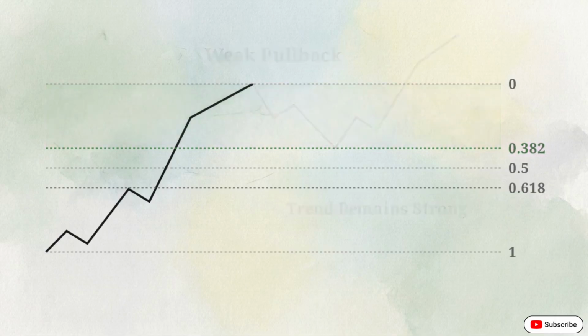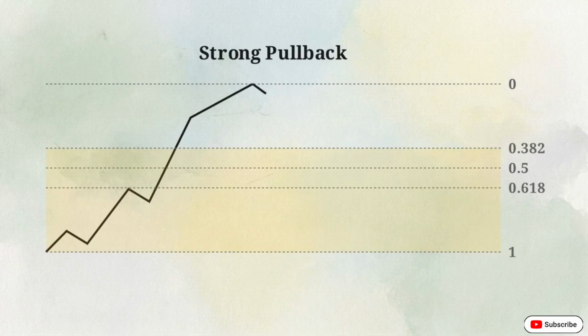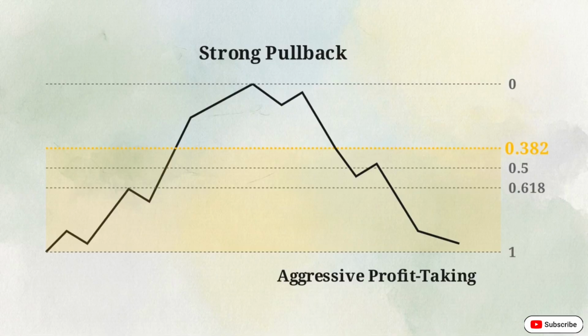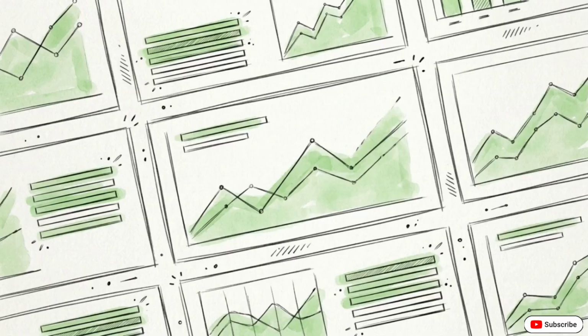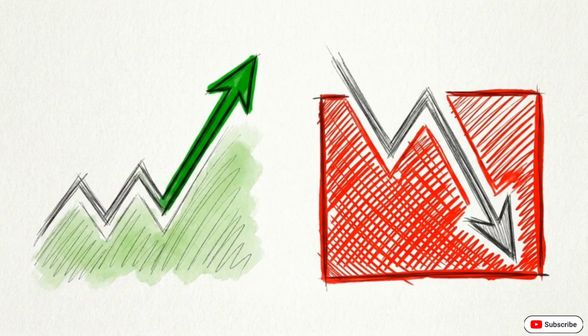Contrast that with a strong pullback. If price drops below the 0.382 threshold, it indicates aggressive profit-taking or a potential change in trend direction. Grading pullbacks this way gives you a consistent framework for deciding whether a dip is a buying opportunity or a sign to stay out of the market.